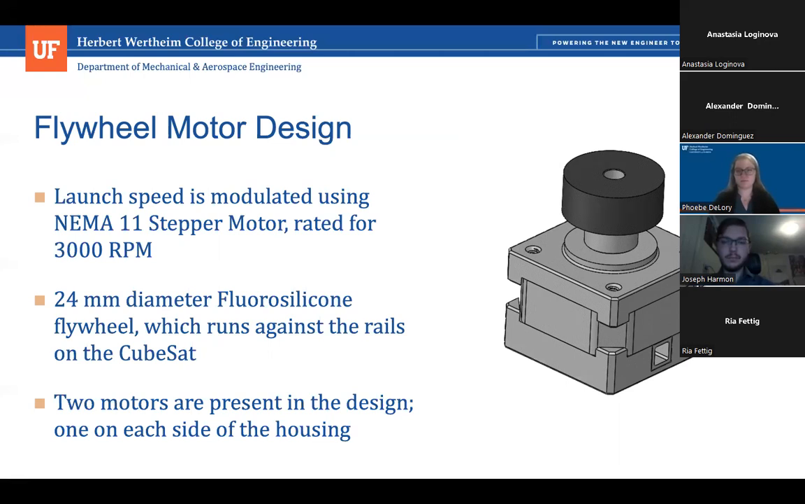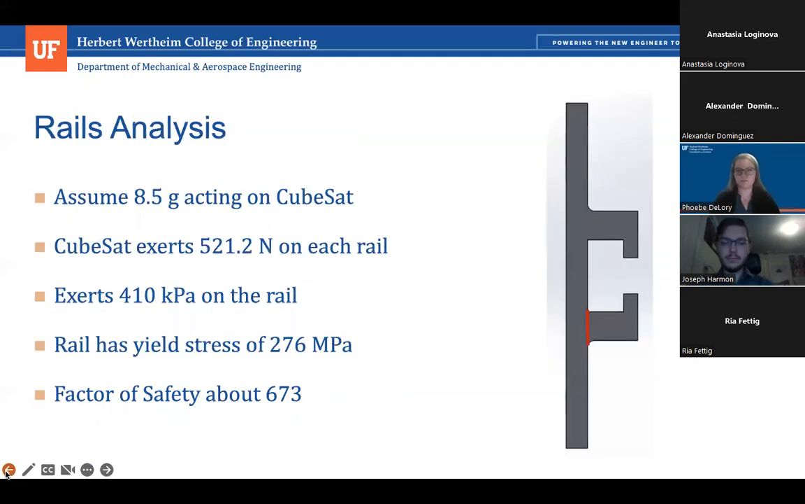Another quick question. Are those rails with the T slots designed by you guys or is that provided? That is designed by us. The aero group we were partnered with gave us the specifications of the T slots they were including in their CubeSat, and since we were building a product to work with their CubeSat, we had to design our own rails.